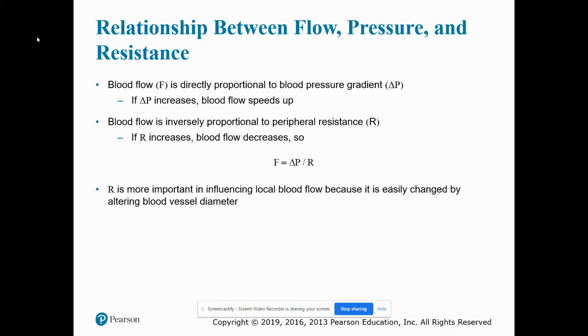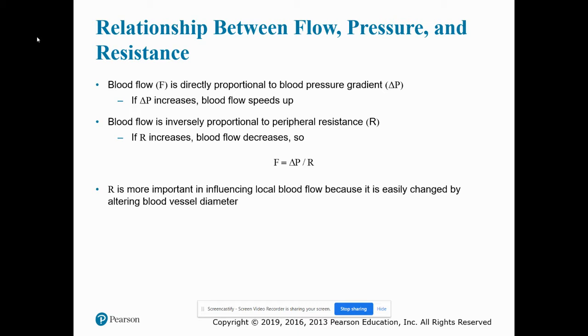So then we have the relationship between flow, pressure, and resistance. Well, there are equations down here. I don't expect you to memorize these equations, but I do want you to know the concept. And because of that, it may actually be a good idea for you to remember the equation, because it may help you remember the concept.